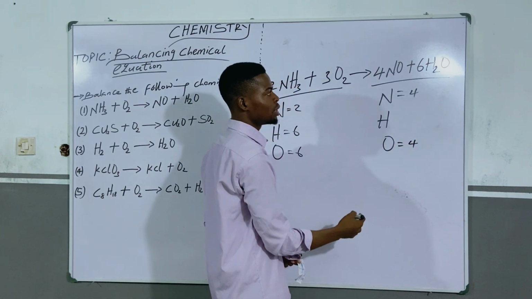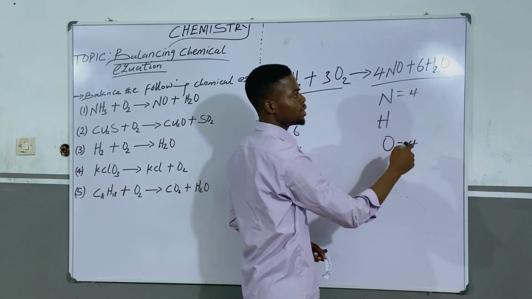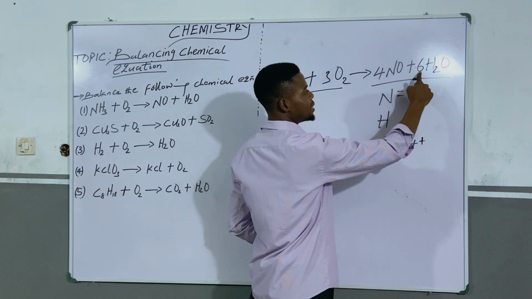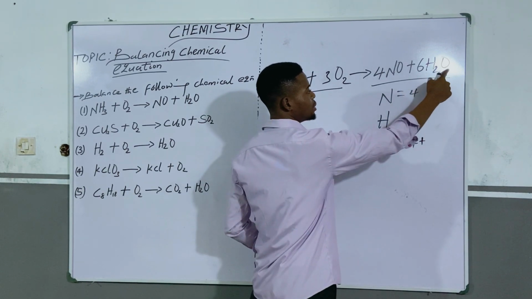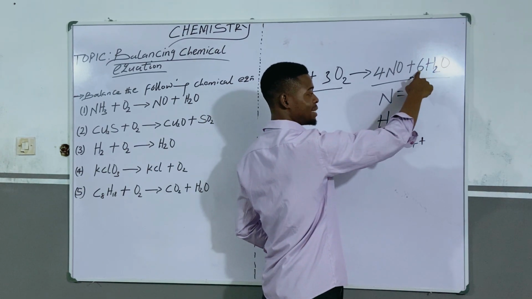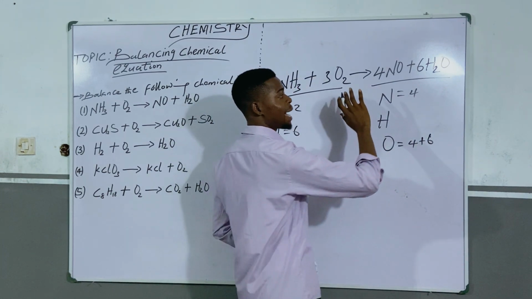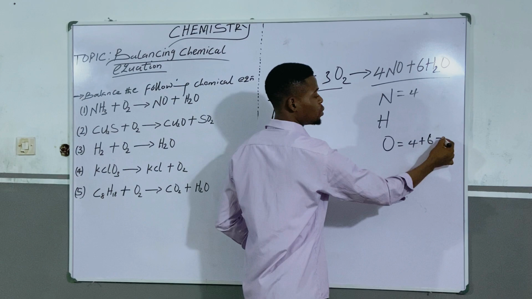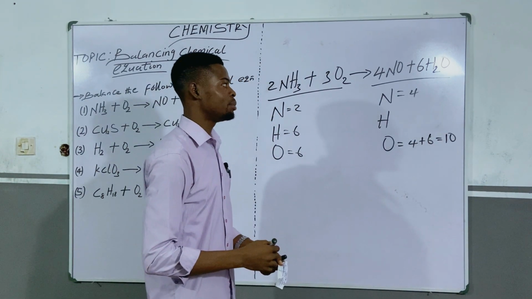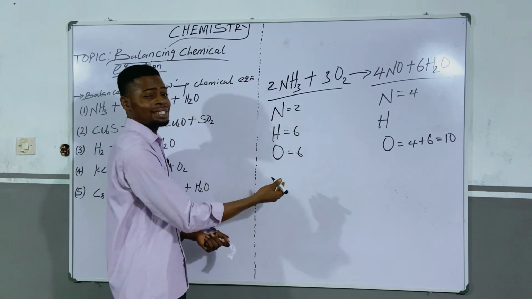But we have oxygen too here. We also have another oxygen here, so we have plus. This is 6 times 1 because there is no subscript here, so we assume it to be 1. 1 times 6 is 6, so plus 6. That means the total number of oxygen at the product side is equal to 10. So we have 10 oxygen at the product and 6 at the reactant. You see now that oxygen is not balanced.